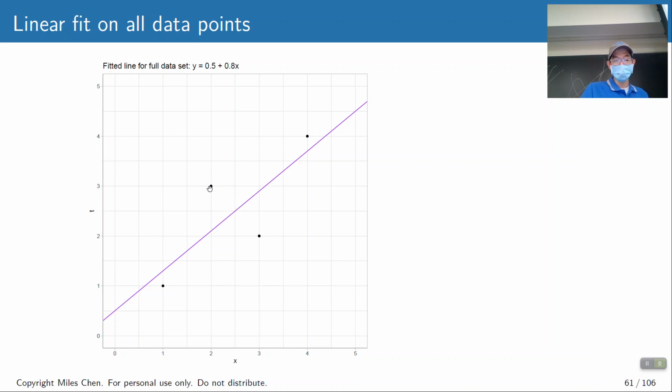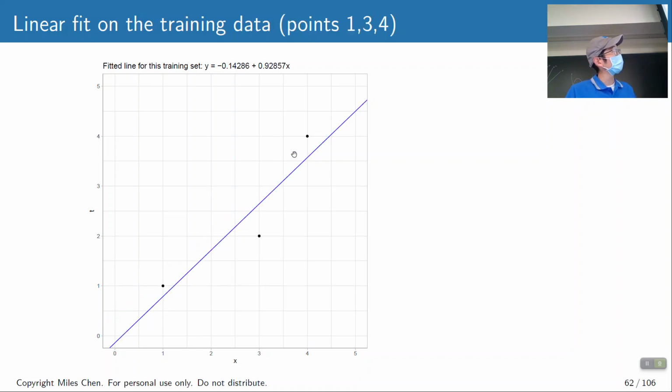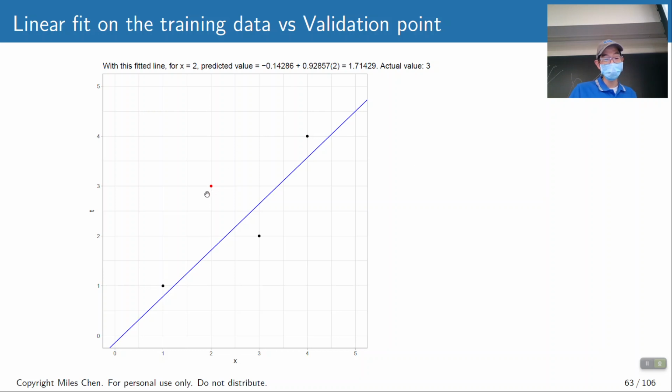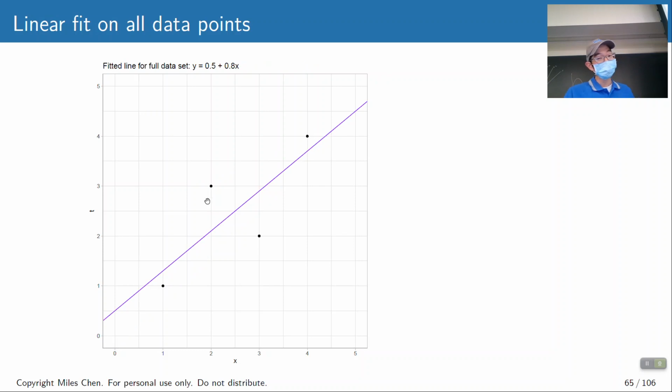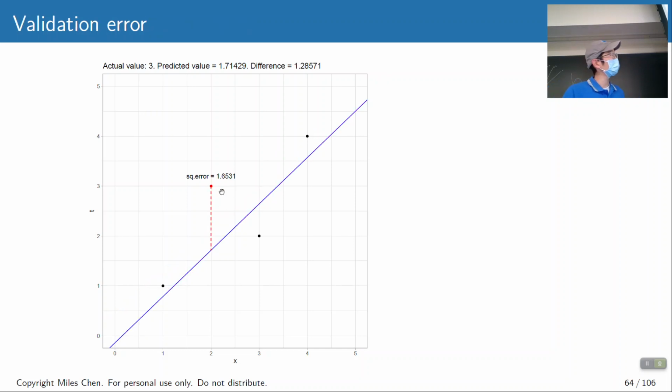So this time I'm going to hide this data point. This one is going to be my validation set. So if I hide that, this is the line that gets fit. And we say, okay, how well does it do at predicting that missing data point? All right, so here's our data point that was missing. How well did it do predicting it? We get a value of 1.653 squared error.